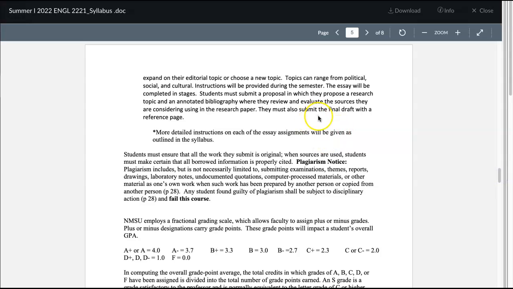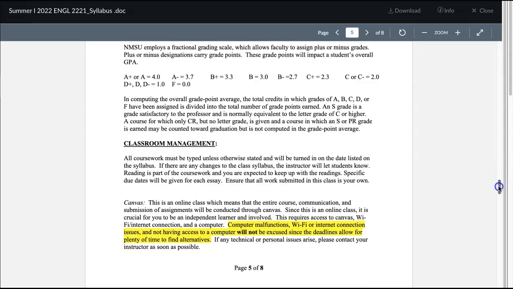And the topic does have to be approved by me, so we do have an assignment where you have to do a topic proposal. And then I let you know if your topic is approved.